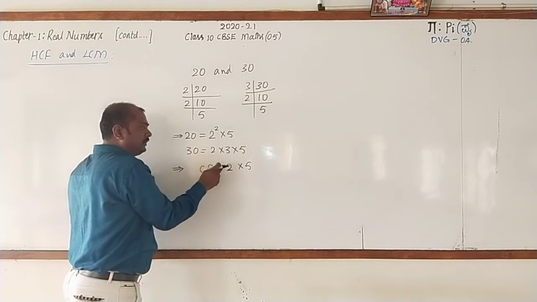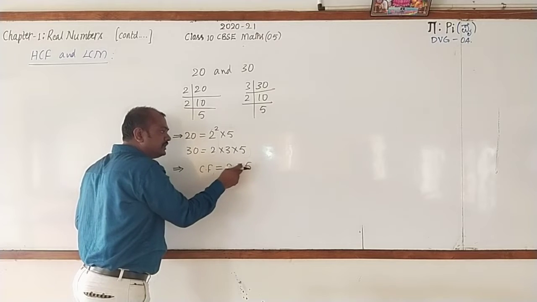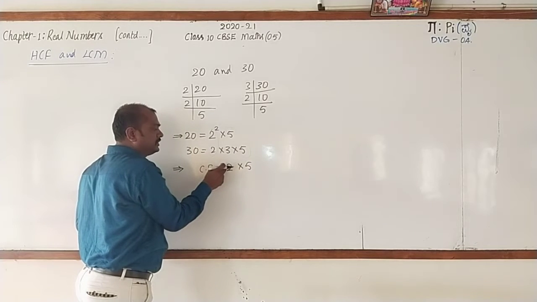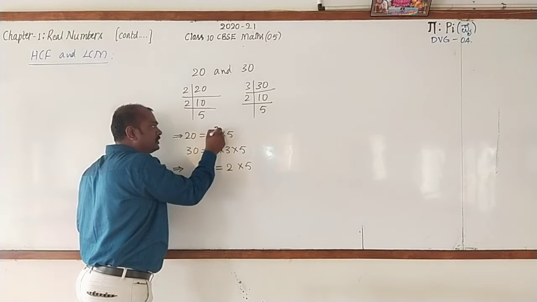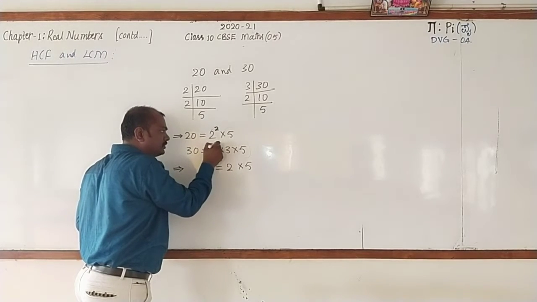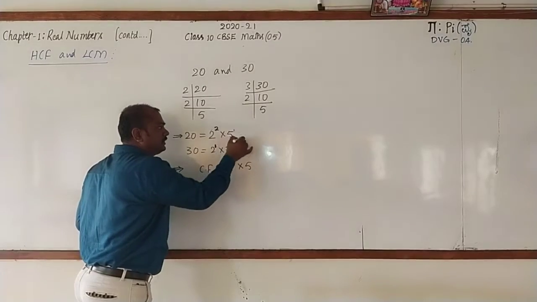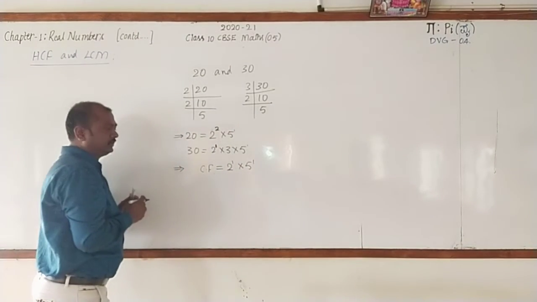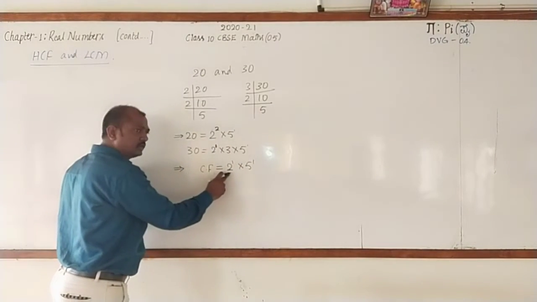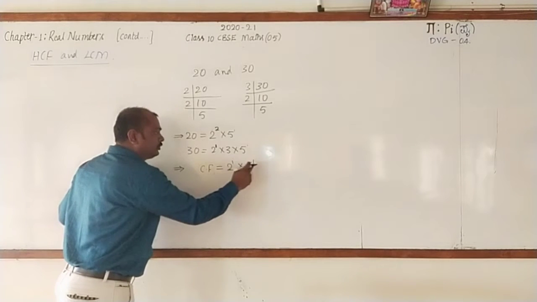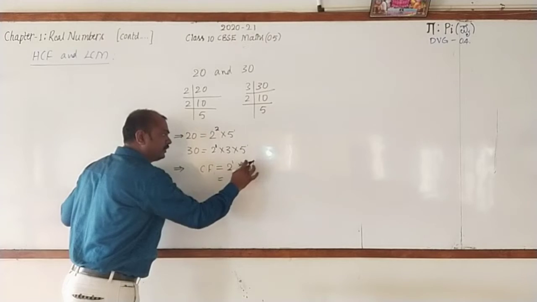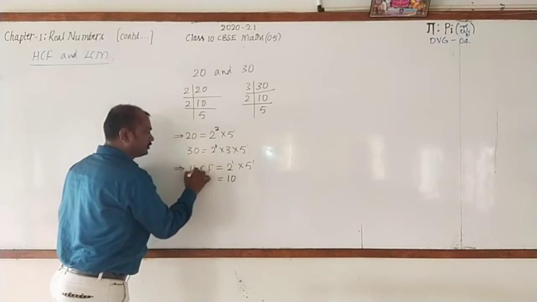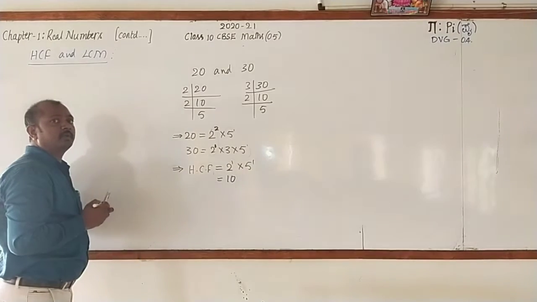I take the least power of these common prime factors. What is the least power of 2 in these two? Here 2 is there, here 1 is there. Which is least? 1 is least. And here, same. So you can just write 1. Understood? Now 2 raised to the power 1 is 2 and 5 raised to the power 1 is 5. 2 fives are 10. So this is the highest common factor.